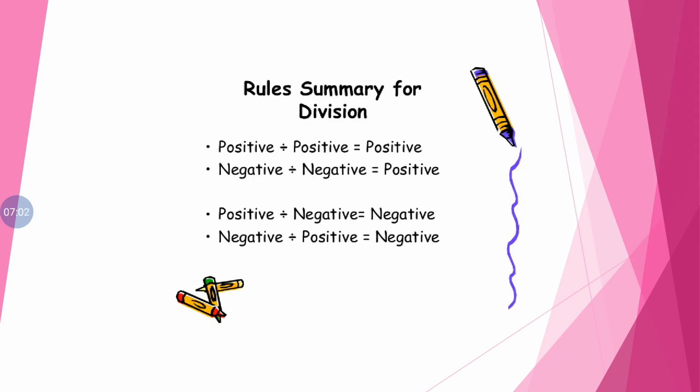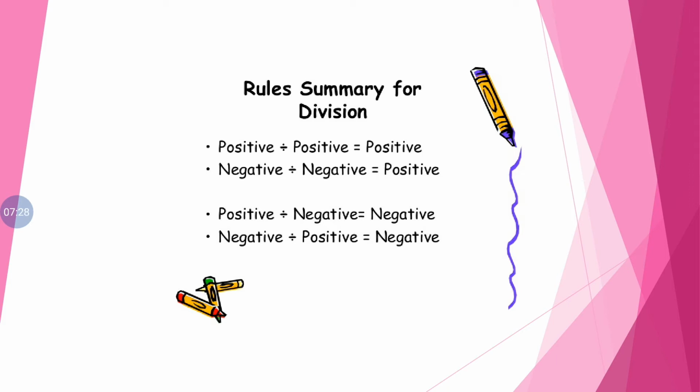Rule summary for division. Positive divided by positive, we get a value that is positive. Plus divided by plus equals plus. Negative divided by negative equals positive. The quotient of the same sign is positive. So plus divided by plus equals plus, and minus divided by minus equals plus.